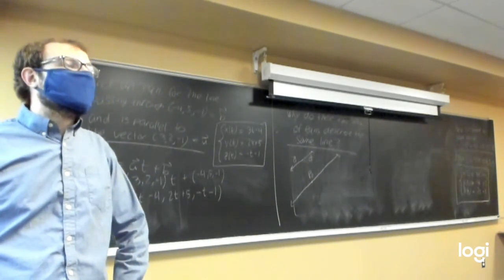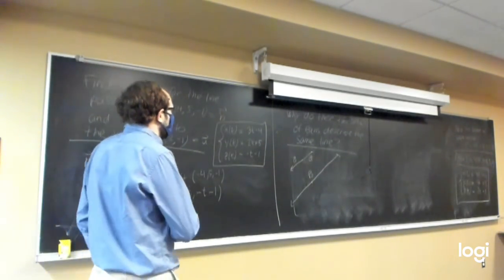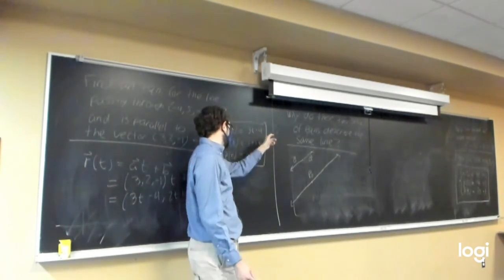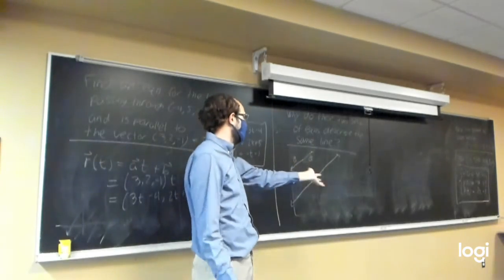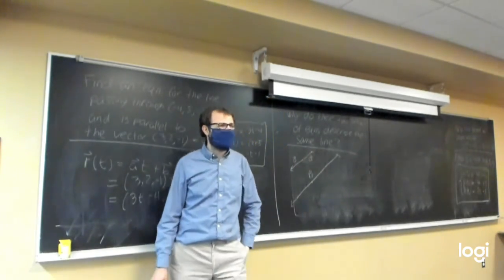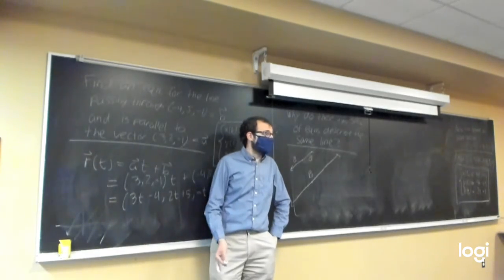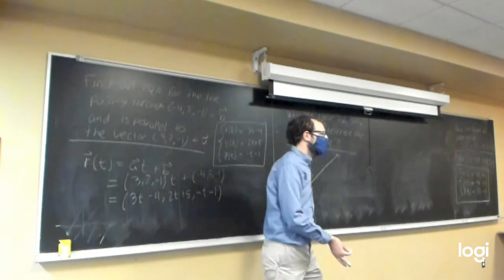So let's come back together for a second and try to talk about this. Why do these two sets of equations, in which the equations are not the exact same, still somehow produce the same line? I heard some good thoughts as I was trying to listen to various groups around the room. Sarah, what are your thoughts?